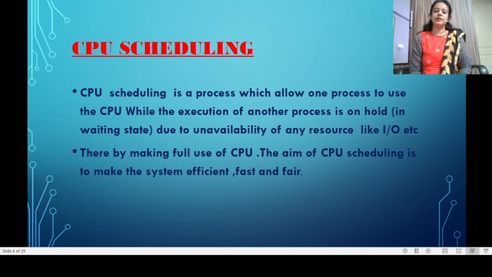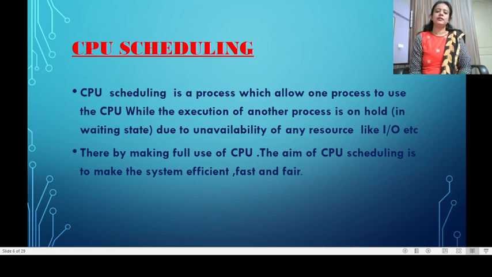What it means is, if the CPU is executing one of the processes and it enters into a waiting state by requesting any input output devices, and that resource is not available, it will enter into waiting state. At that time the CPU will switch from that process to another process to execute.